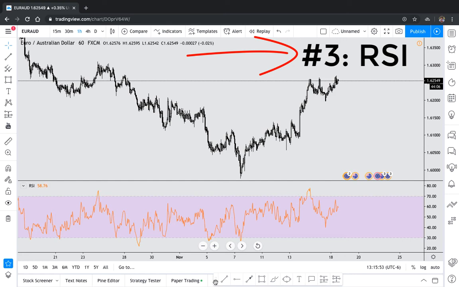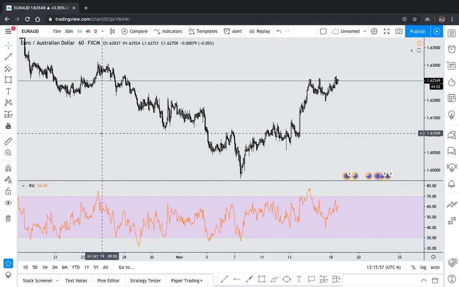And in today's video, if you haven't even seen it yet, we are going to talk about the RSI, which stands for the Relative Strength Indicator.